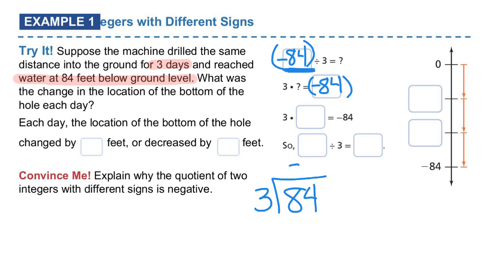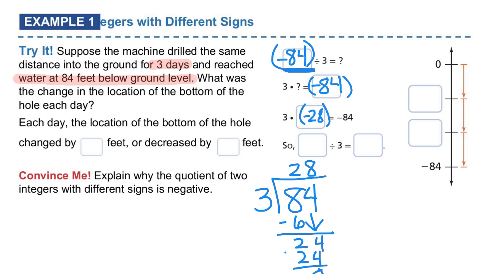3 goes into 8 twice. That's 6. Subtract that off and bring down your 4. 3 goes into 24 8 times, and we're at 0. All right, so I think 28 is the computation part, but we also have to figure out the sign. So this makes sense that it would be a negative 28 because we're drilling down.